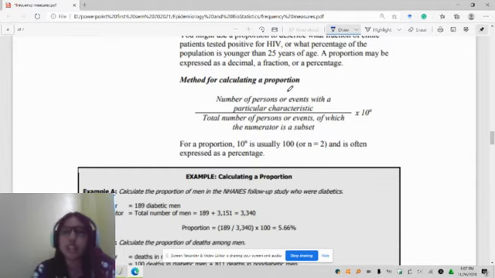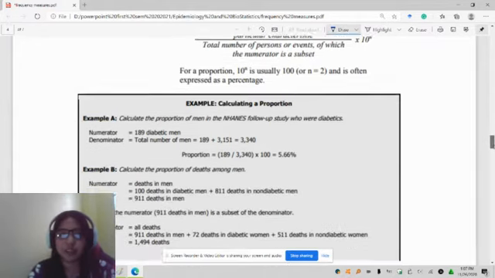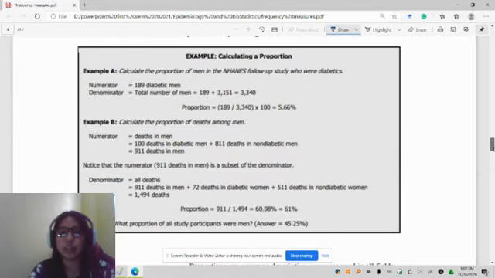This is closely related to what I asked you before to compute the percent value. However, 10 raised to n is strictly 10 raised to 2, because when we talk about percent, that is 100. So it's multiplied by 100. Let us take, for instance, this example, calculating a proportion. It's the proportion of men who were diabetic.